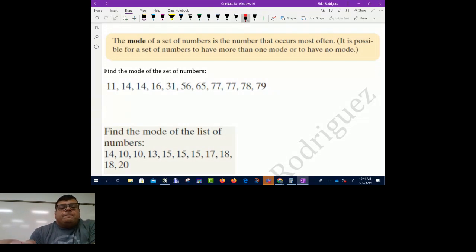Let's take a look. 11, 14, 14, 16, 31, 56. We don't have to put them in order, by the way, y'all. Look, those numbers repeat and those numbers repeat, and they don't repeat any more than each other, right? But they both appear twice. So y'all, 14 and 77 would be my modes, right? They occur more than any of the other ones. Okay.